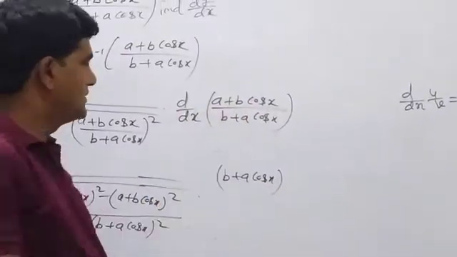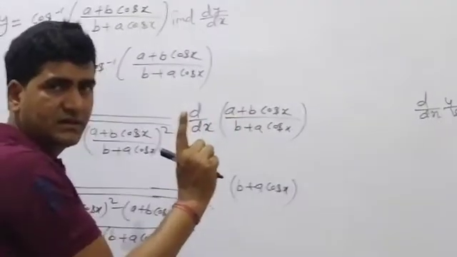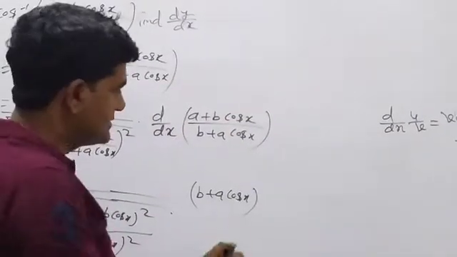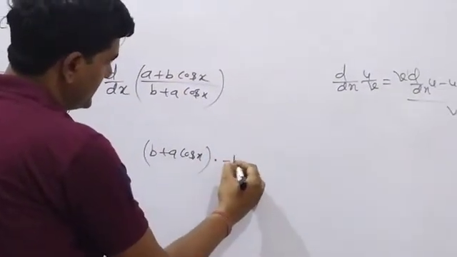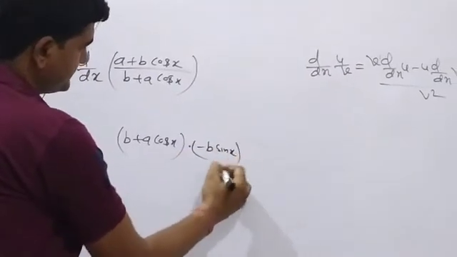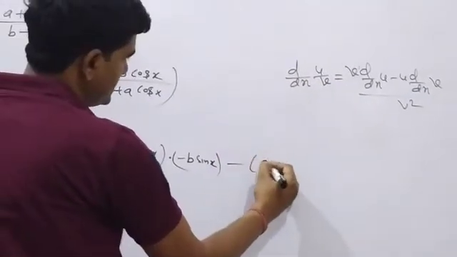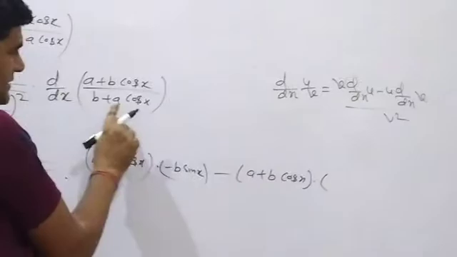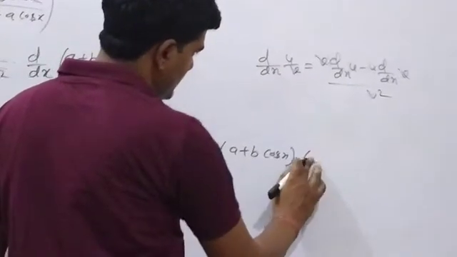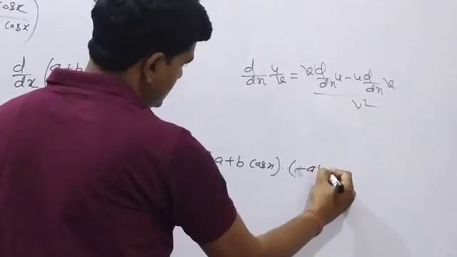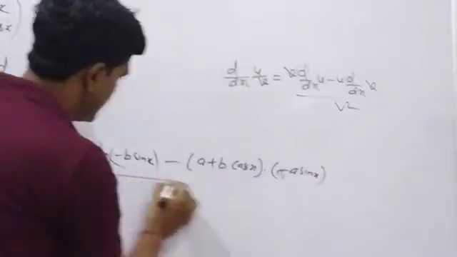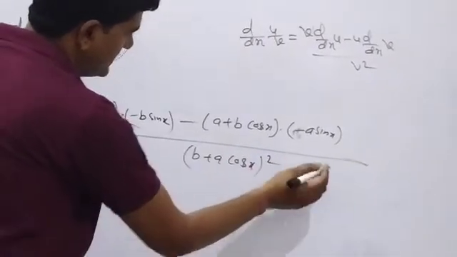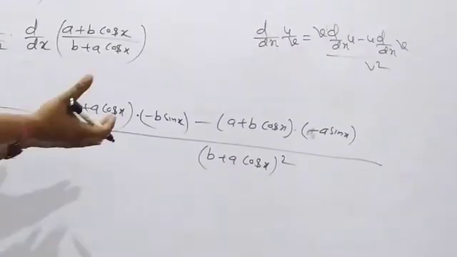Now differentiation of a plus b cos x. a is only a constant, and the derivative of a constant is 0 here. In b cos x, b is a constant, leaving it constant, and the differentiation of cos x is minus sin x. Then we can write here minus b sin x. Clear? Minus u, meaning (a plus b cos x), into differentiation of v, meaning 0 and minus a sin x, whole upon (b plus a cos x) whole square. We only put it in the formula.